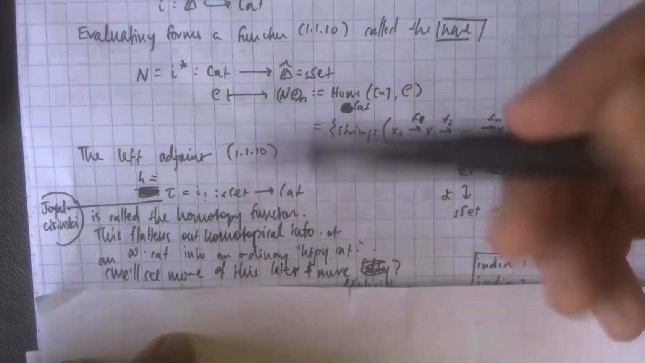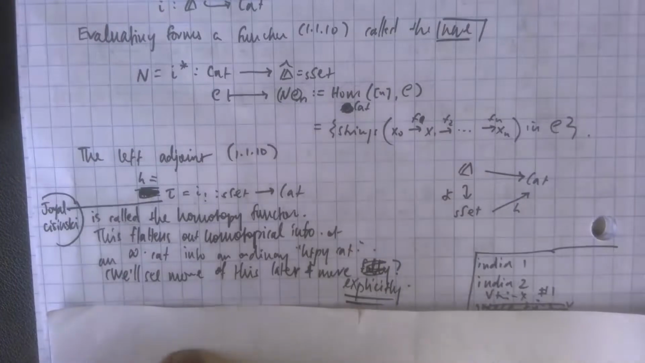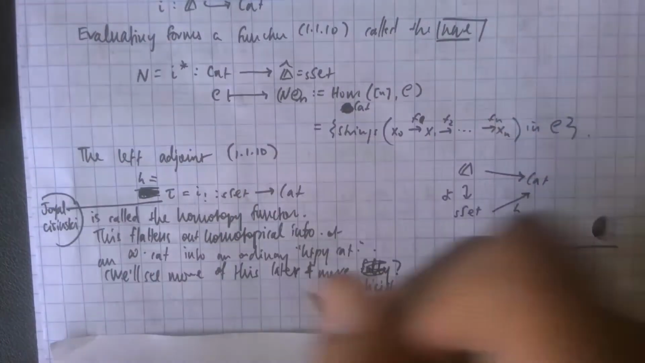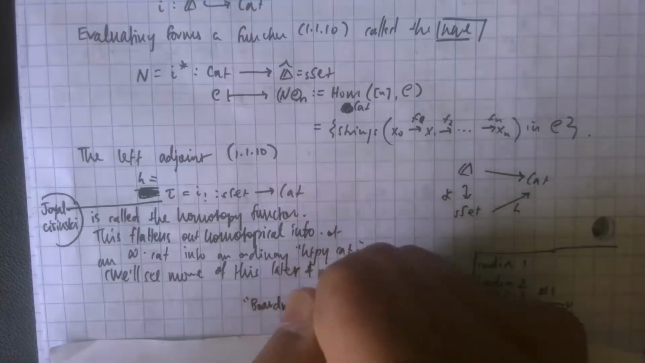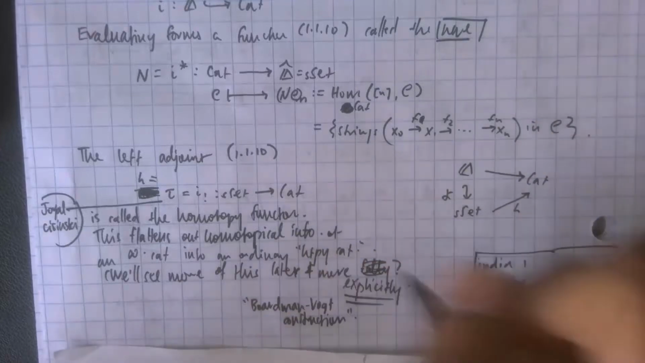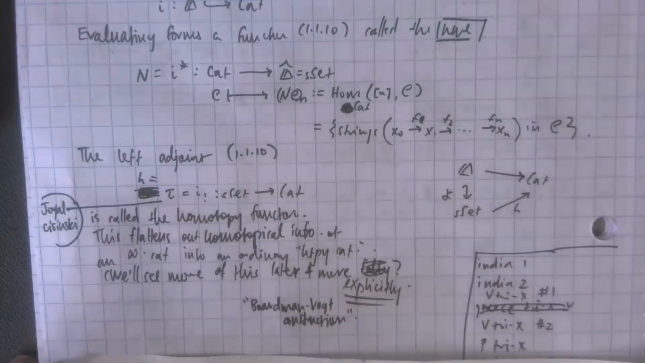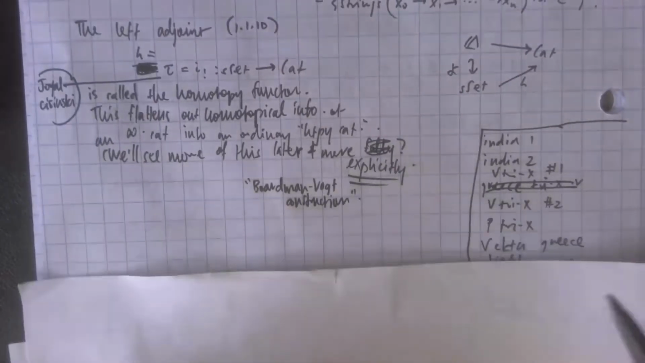And he doesn't go into detail about this, but we'll talk about how to write this down more explicitly with what he calls the Boardman-Vogt construction. And this will show up constantly. This is an important thing. So we won't go into detail about this right now, but we will, if not today, then certainly next time.